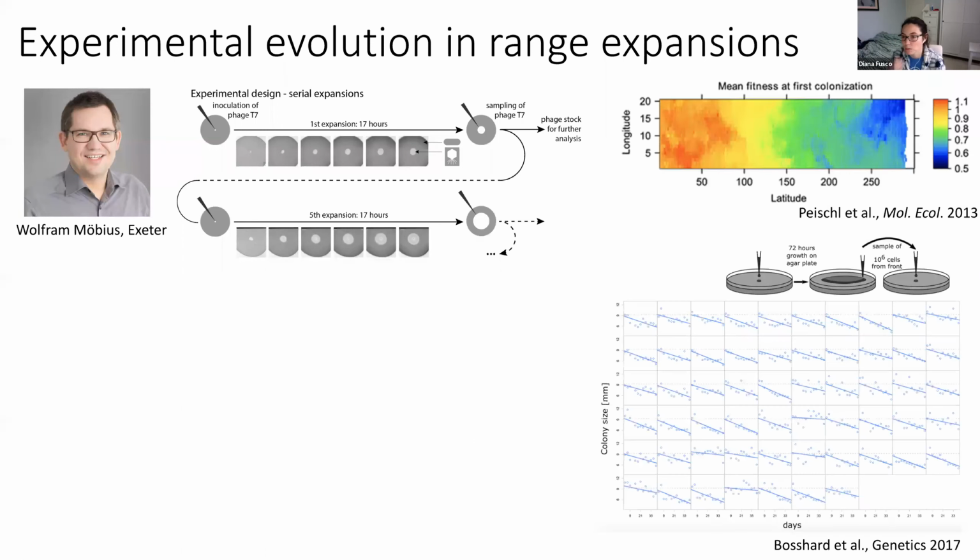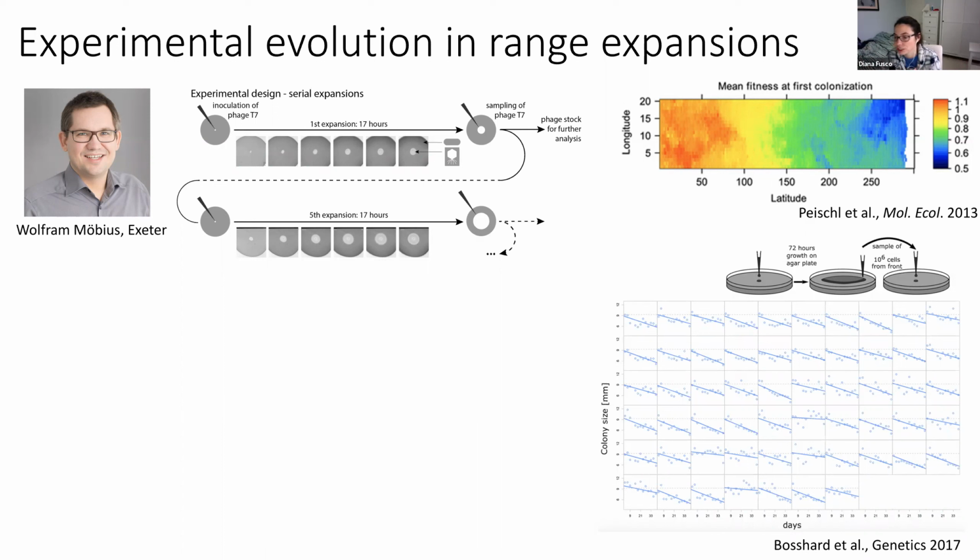Now, the expectation, both from theory and from previous microbial experiments, was that we would see expansion load, the accumulation of deleterious mutations at the edge of the expansion, which is what is expected, given that in these range expansions, genetic drift is very strong because the effective population size at the edge is very small. So one would expect selection to be very inefficient.